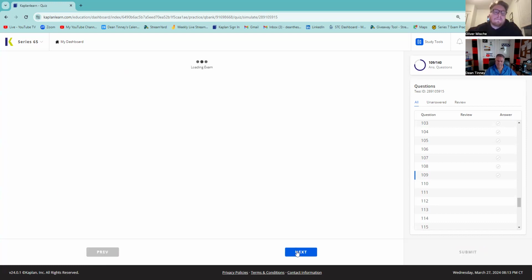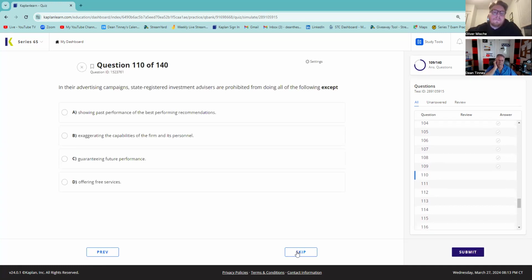Money market, yeah. In their advertising campaigns, registered investment advisers are prohibited from doing all of the following except. So one of these things you can do, three of these things you cannot. D. Right on, good job.